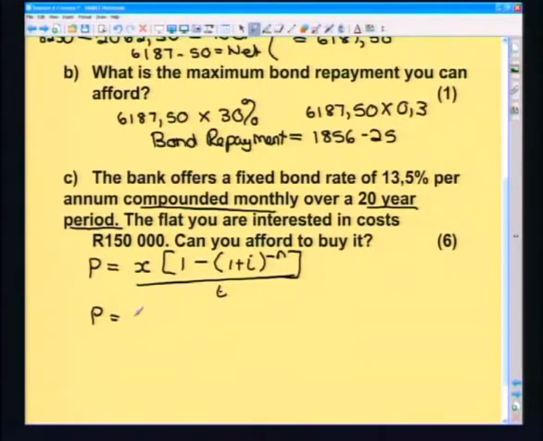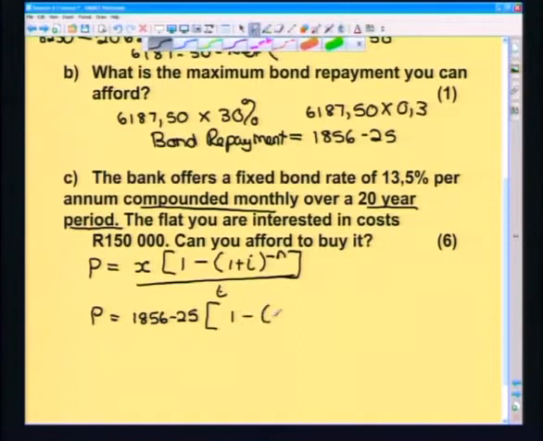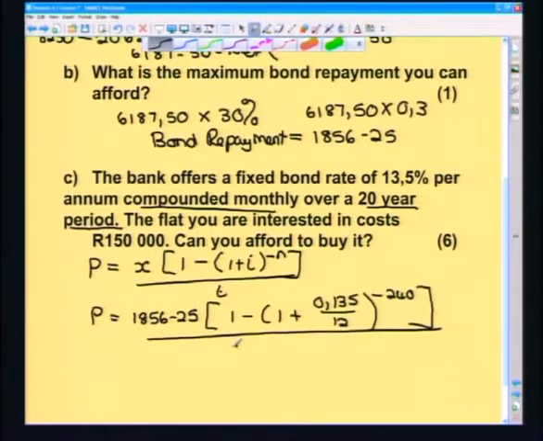Right, now it says he pays in 185625 because that's all he can afford to pay. Plus instead of a minus. 1 minus, open the brackets, 1 plus 0.135, compounded monthly means divide by 12, and to the power, now they said 20 years calculated monthly, so 20 years calculated monthly means 240 payments, so it's to the 240, close the brackets, all over i, which is 0.135 over 12.